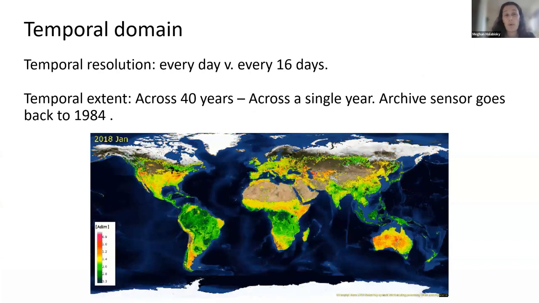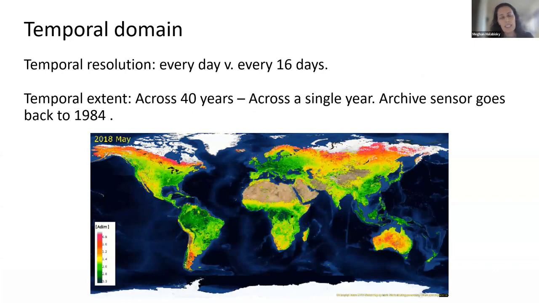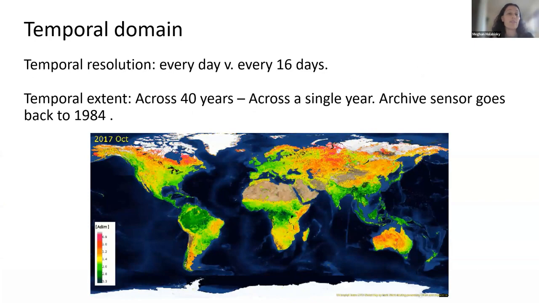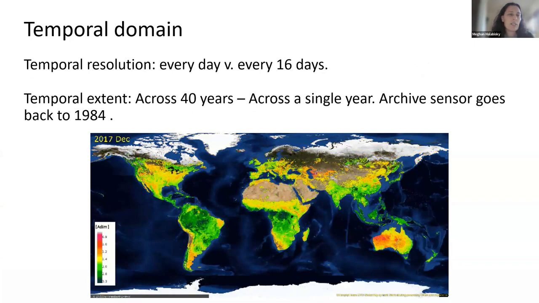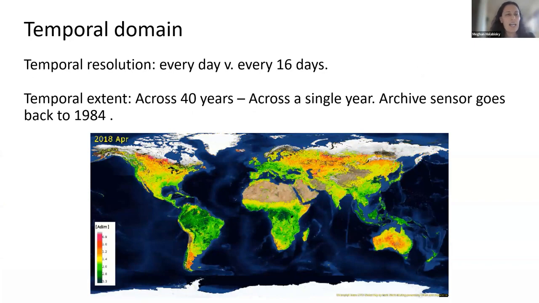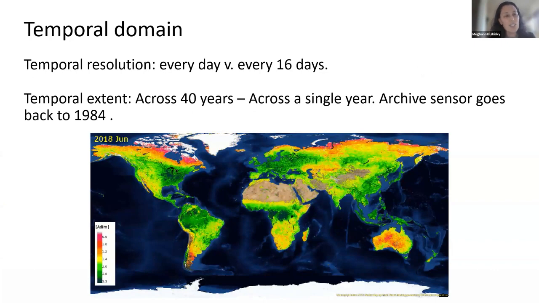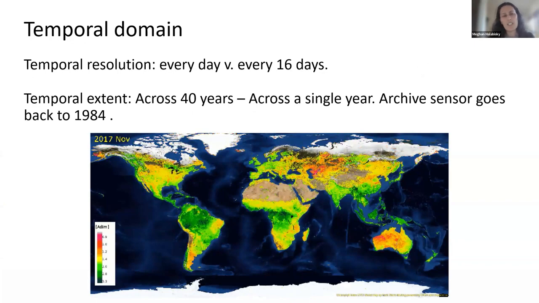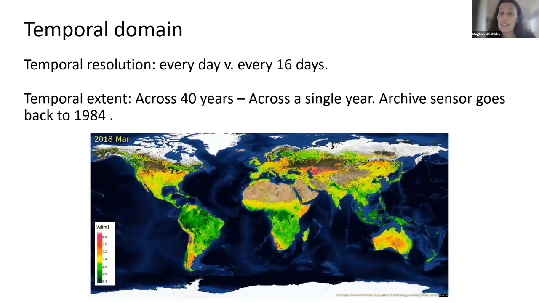The other one is the temporal domain. To answer your question, what is the resolution that you need to detect the change? Does it have to be every day, or can it be every 16 days or every year? That's what we call the temporal resolution. And again, it's different for every sensor. This is often also a trade-off with the temporal extent. We have older satellites that can go back 40 years, but may not have the frequency of some of the newer satellites that might take daily imagery.